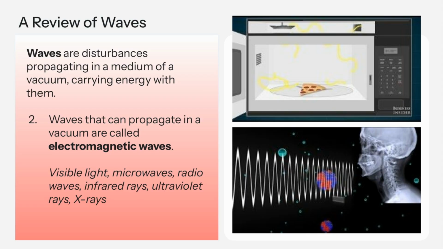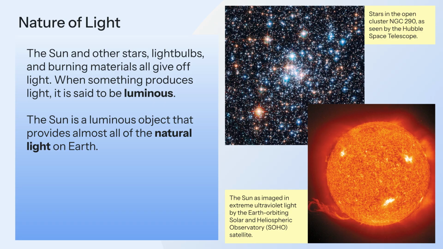Think of starlight traveling millions of miles through cold, empty space to reach our eyes. The key point here is that electromagnetic waves do not require any physical medium to propagate. Let us focus on the nature of light and see how we classify things that produce light. Now let us examine the sources of light in our universe.